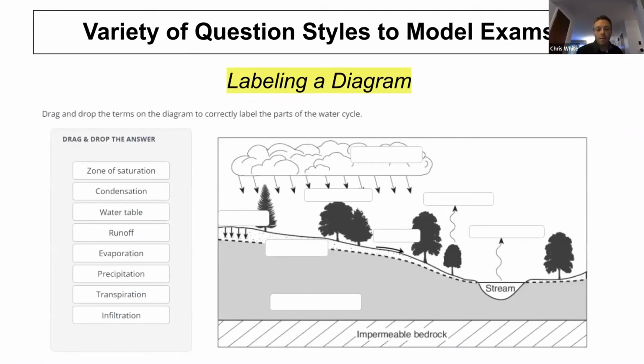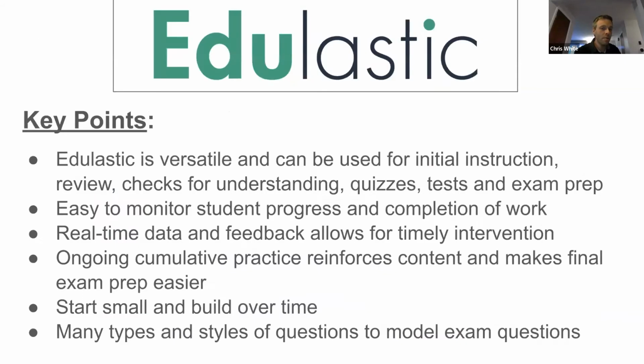Labeling a diagram, this is the water cycle that they often assess. They might fill in some spots, but then students have to fill in the remaining ones. So it's a little interactive, labeling the diagram, a more holistic experience and assessment process. I think that might be the last one, maybe one more.